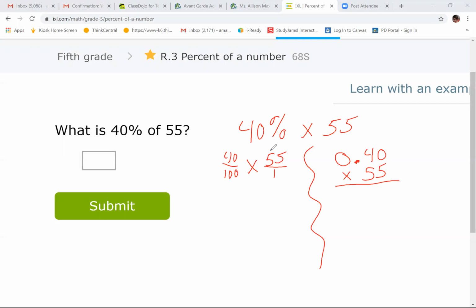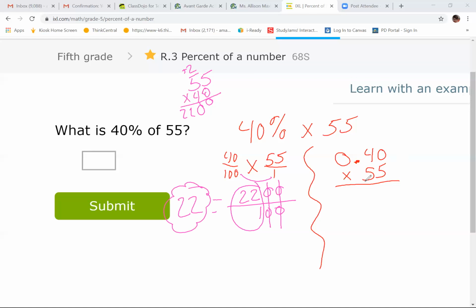40 times 55. Oh my goodness, I need some scrap paper. Thank goodness you have paper in front of you. If not, you need to pause this video and go get some. All right, put my 0 there. 4 times 5 is 20, regroup. 4 times 5 is 20, plus that 2 is 22. So now I have 2200 over 100, which means all I have to do is cancel and cancel, and look what I have here: 22 over 1. And we know 22 over 1 is 22.